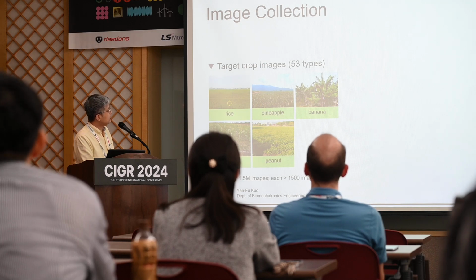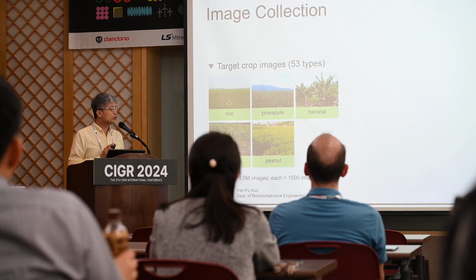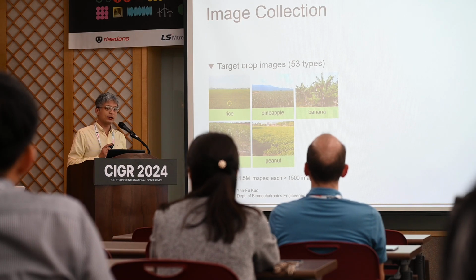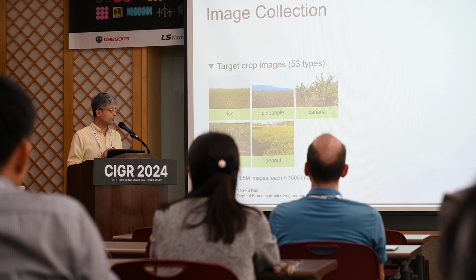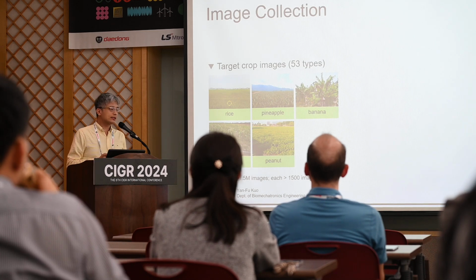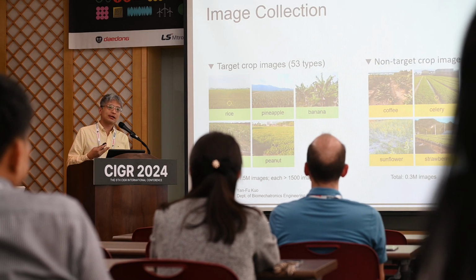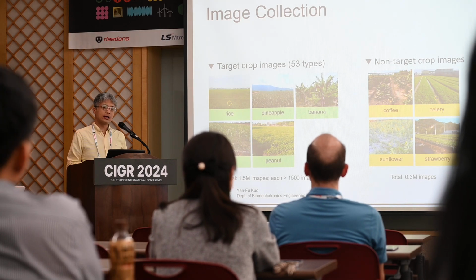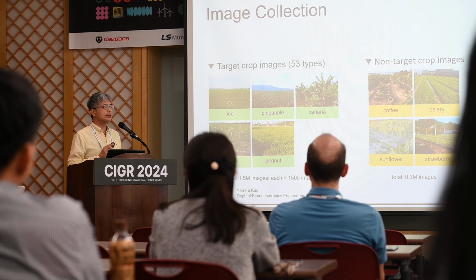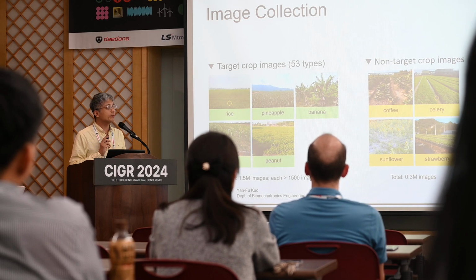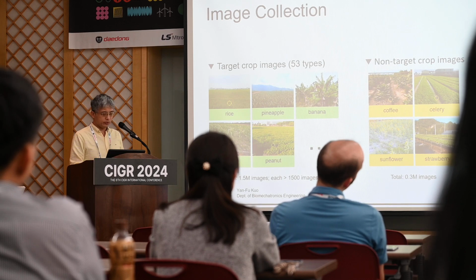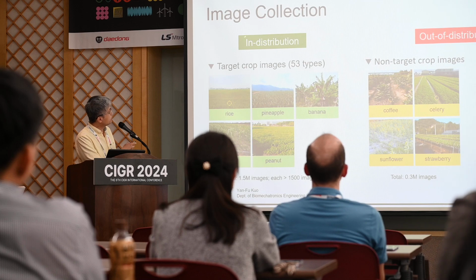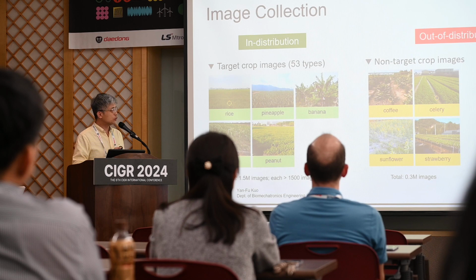First we collect crops of 53 types. Why do we only collect 53? Because we have enough images for 53. But in real situations, we always have more than 53 types of crops. Those are non-target crops, but we have to deal with them too. So this is a so-called anomaly detection problem. And we also have to detect those non-crop images. So here we have in-distribution and out-of-distribution, or so-called anomaly, problems to deal with.